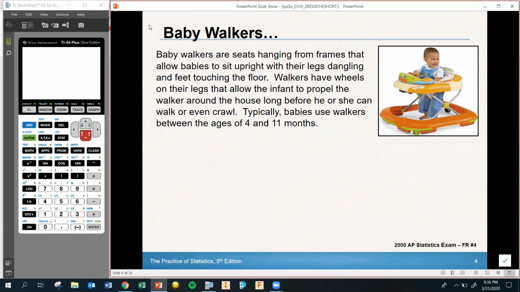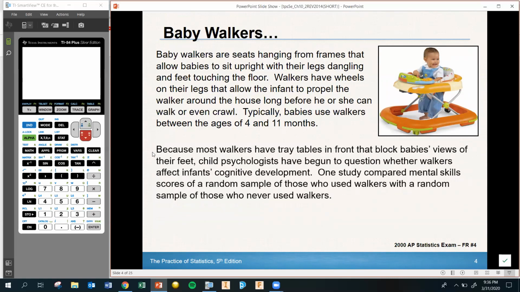But here's what this problem is about. It's about baby walkers. I'm just going to read you exactly what the problem said, and then we'll get into it. It says, baby walkers are seats hanging from frames that allow babies to sit upright with their legs dangling and their feet touching the floor. Walkers have wheels on their legs that allow the infant to propel the walker around the house long before he or she can walk or even crawl. Typically, babies use walkers between the ages of 4 and 11 months.